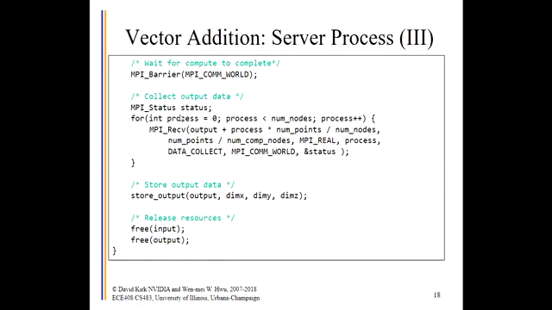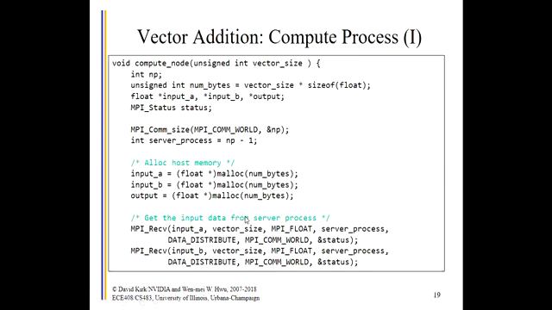So I'm going to go through a loop and call the MPI receive function once for every compute node, so that it will match up with the send functions from the compute nodes. This is where you collect all that data into the output vector, and then you store the output vector, and then you free up the memory.